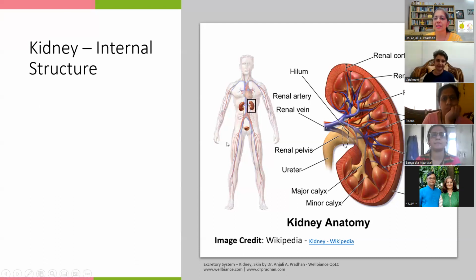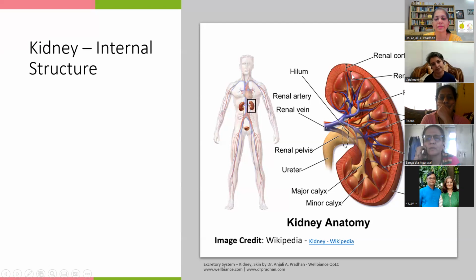Okay, so this is a bean shaped kidney. It is covered with a fibrous capsule. This is called as renal capsule. It is divided into this part. Can you see this part? This is called as renal cortex. And this part is renal medulla.